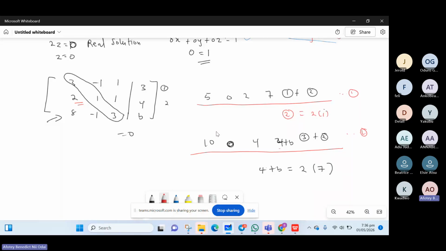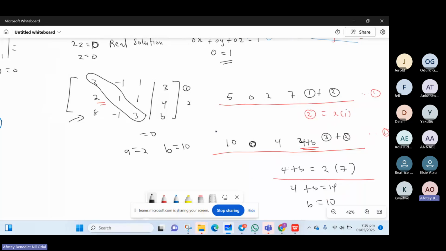So we know that the value 4 plus b is equal to 2 of 7, which was how we got this equation. So we can solve this by saying 4 plus b is equal to 14 and b is equal to 10. So we get b is equal to 10. Now, we've gotten a to be equal to 2 and b is equal to 10.